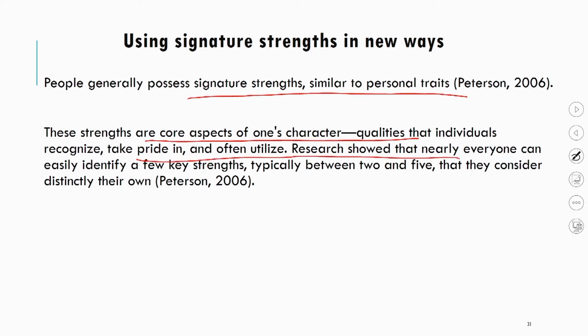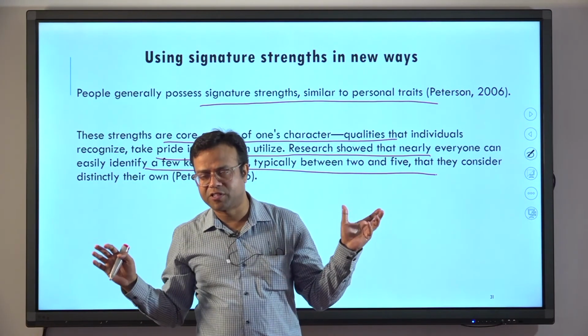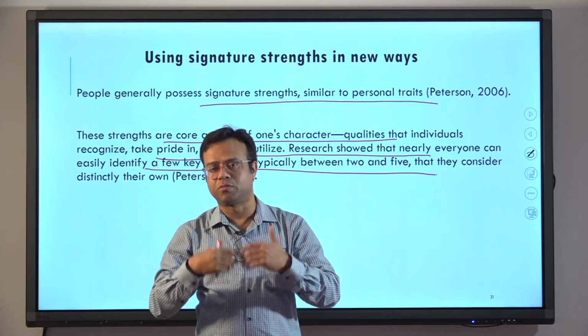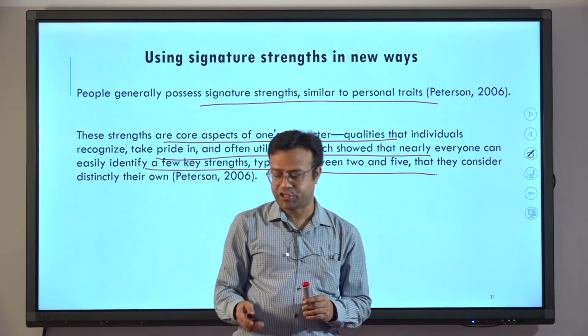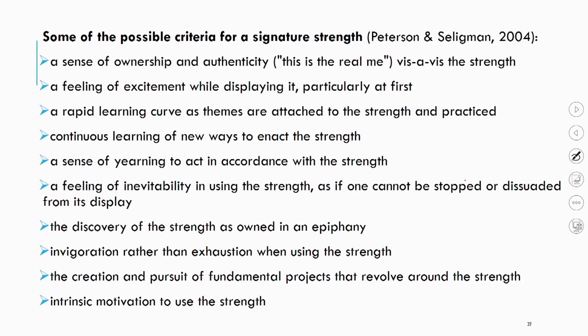Research shows that nearly everyone can easily identify a few key strengths, typically between 2 to 5. From the list, everybody can identify 2 to 5 signature strengths which are very common or dominant among them. Those are called signature strengths. Some of the possible criteria for signature strengths: obviously one can identify them using questionnaires and so on, but there are some other expressions of signature strengths. If you possess a signature strength, these will be some of its characteristics.